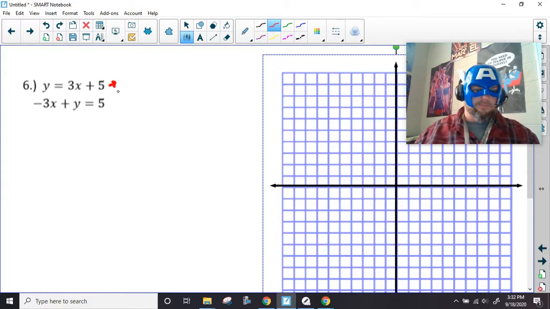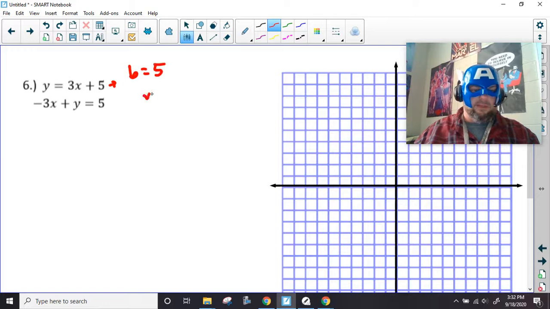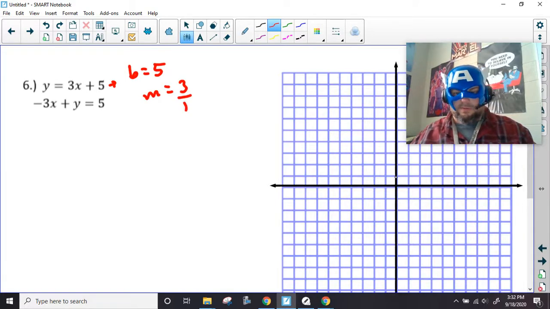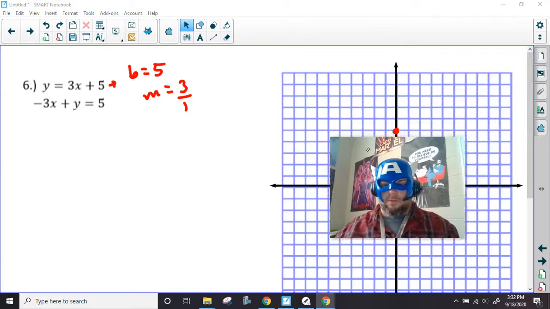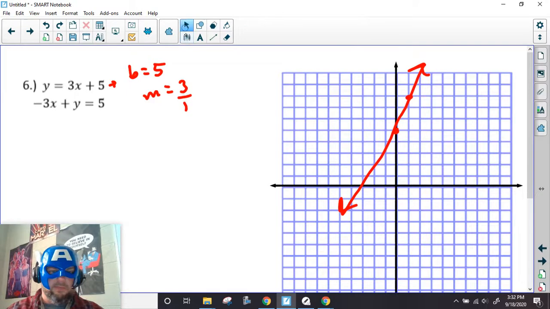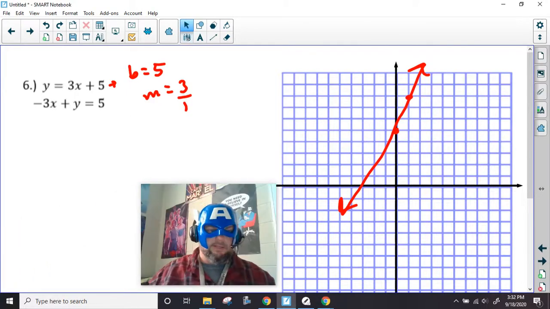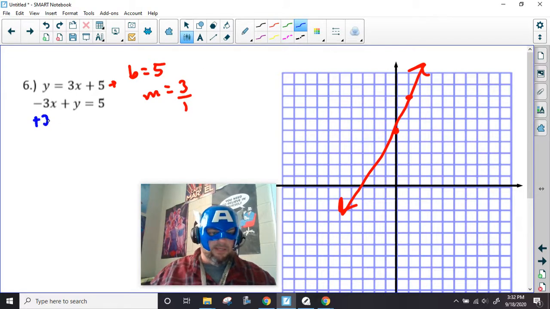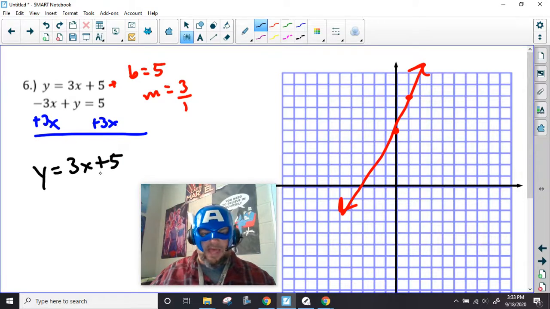So let's graph this first one. All right, so b equals 5 and m equals 3/1. So 1, 2, 3, 4, 5. I have to move my face. Hang on. Okay. So over 1, up 1, 2, 3. All right. So I've got my graph. There's a reason why. It's going to be okay. If we were to add 3x to both sides right here to be able to graph this one, it's the same line.